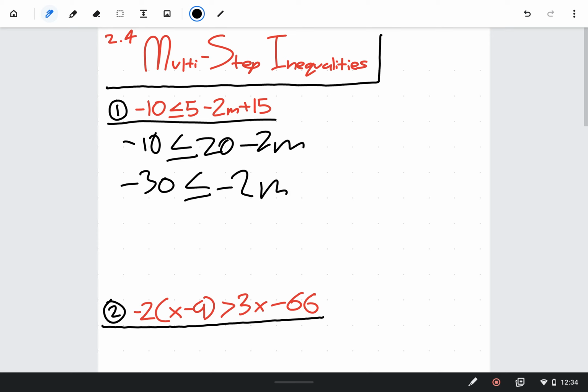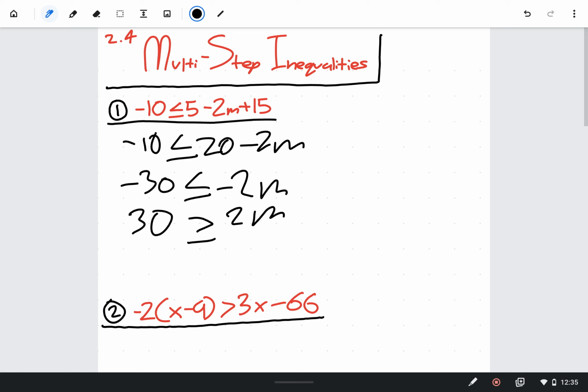We can now do this extra step, which is reversing the inequality. We don't want a negative variable, so we need to make it positive. To do this, we can multiply both sides by negative 1. This will multiply with the negative 2, making it a positive 2. So that'll give us 30 and 2m. And since we're changing the signs of both sides, the less than sign flips as well, resulting in 30 is greater than or equal to 2m.